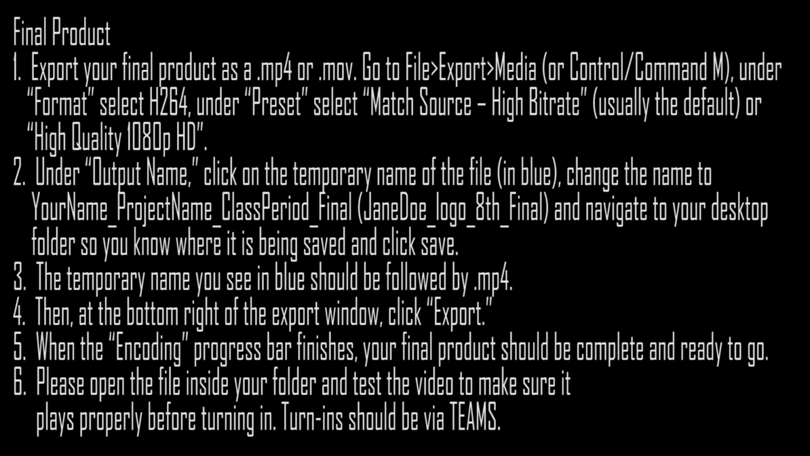Under Output Name, click on the temporary name of the file. It's in blue. Change the name to your name, the project name, the class period, and the word final, with underscores in between each of those. And navigate to your desktop folder so you know where it is being saved, and click Save. Then at the bottom right of the export window, click Export. You'll see a progress bar come up. When the encoding progress bar finishes, your final product should be complete and ready to go.